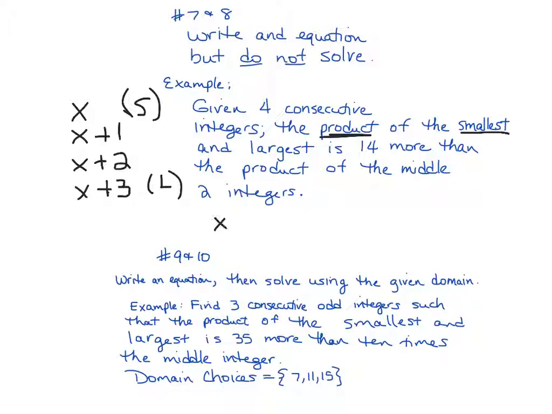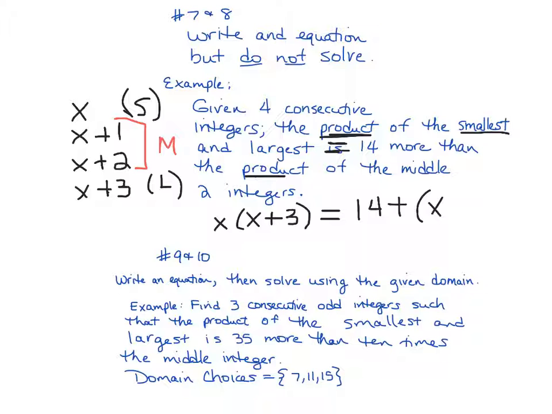And this problem said the product, so that means I'm going to be multiplying these consecutive integers, of the smallest, so this will be smallest, and this will be largest. So the product of the smallest with the largest is, that's my equal sign, 14 more than the product, again, of the middle two. And these are my middle two. So I'm going to multiply them. That's a plus sign. So then now I have x plus 1 times x plus 2. And that's the equation, and we do not solve.